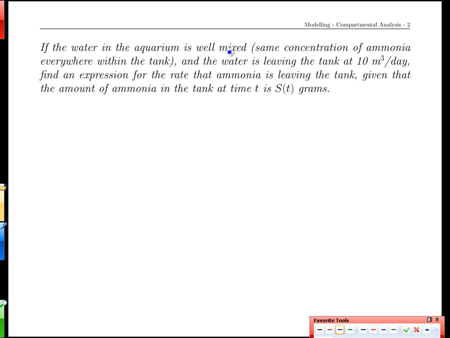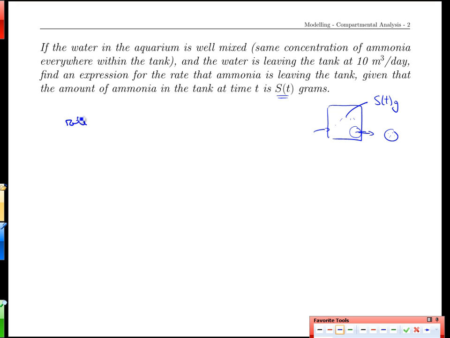If the water in the aquarium is well mixed, so the idea is even when we have the contaminants coming in, they mix pretty quickly with the rest of the water. With the water leaving the tank at 10 meters cubed per day, you can imagine a little bubble of water. When we take it out, it's going to have some ammonia in it. And how can we figure out how much ammonia is leaving the tank? Let's take a look. We're looking for an expression for the rate that the ammonia is leaving the tank. And we're going to need a little feature here. There are S of t grams distributed amongst this whole aquarium. So that's how much in mass of ammonia there is in the tank.